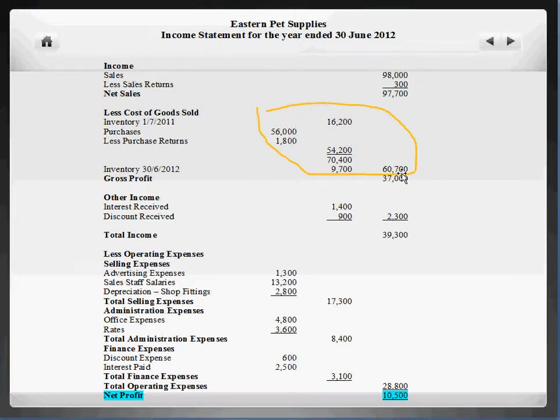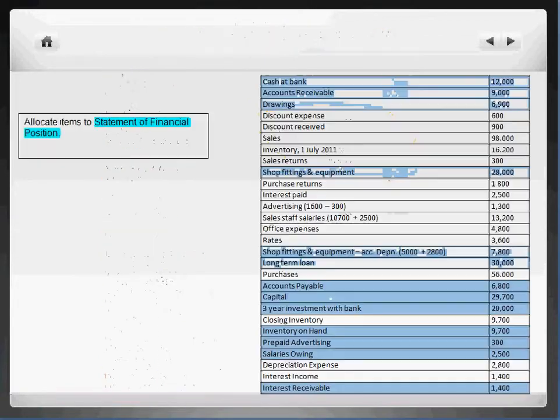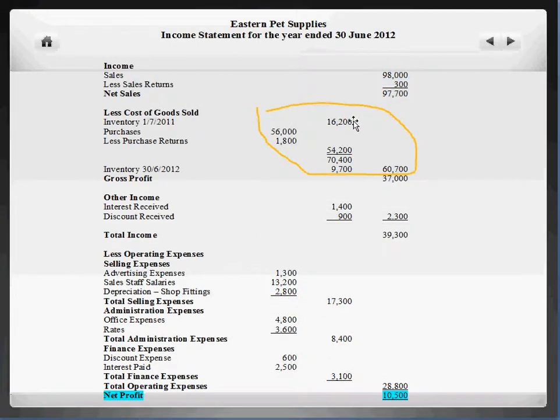We know that cost of goods sold is opening inventory plus net purchases minus closing inventory. That's the equation, right? So the first component is opening inventory, 16,200. We know that that is a single total of an account, which is an asset account at the beginning of the year. So inventory, 1st of July 2011, 16,200. We can just put that straight in here.